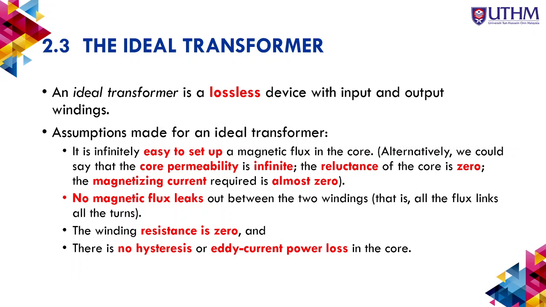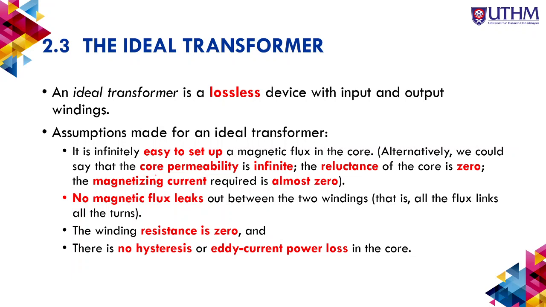An ideal transformer is a lossless device, either in the input or the output winding. There are a few assumptions made for the ideal transformer. Firstly, it is infinitely easy to set up a magnetic flux in the core. Alternatively, we could say that the core permeability is infinite.